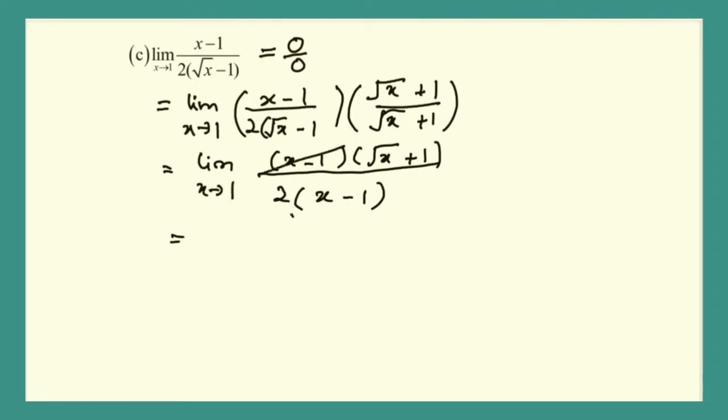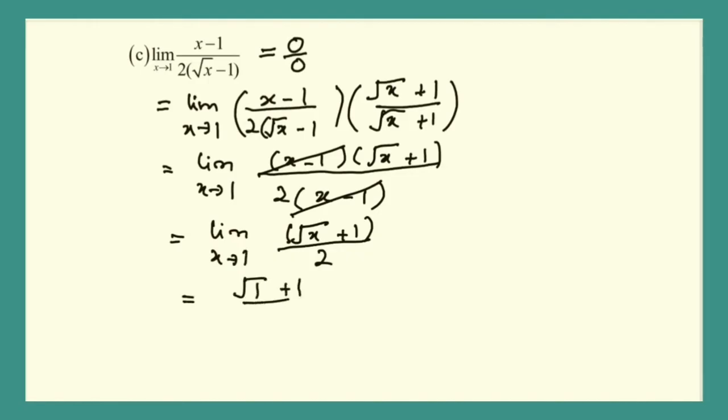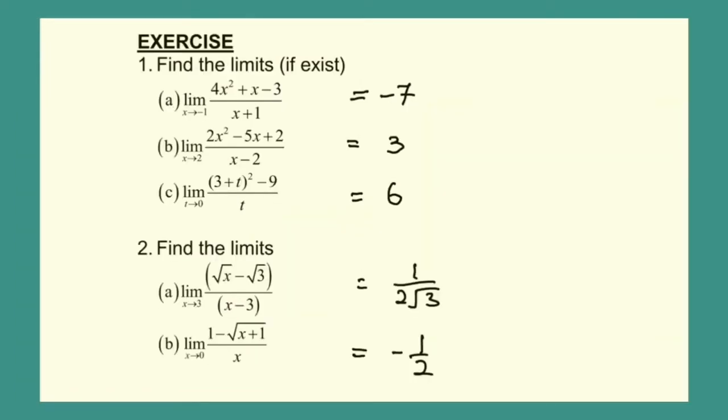And then cancel x minus 1. Here is the limit of (square root of x plus 1) over 2 as x approaches 1. And then substitute x equal to 1. Here is (square root of 1 plus 1) over 2. And then the answer is 1. Here are the answers for this exercise.